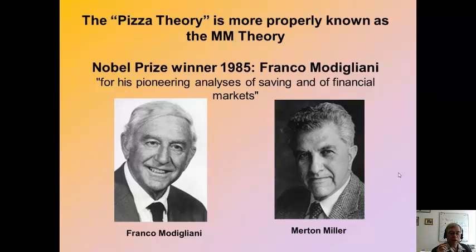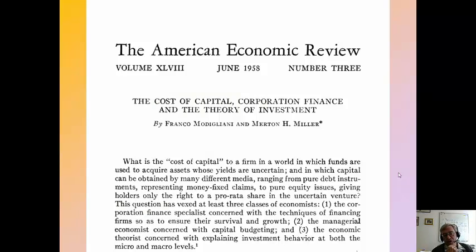You'll remember Merton Miller from our previous lecture because I showed his face among the winners of the 1990 Nobel Prize. Franco Modigliani, who is actually Merton Miller's professor at the University of Chicago, won the Nobel Prize earlier than his student, and he won it for pioneering analysis of savings and for analysis of financial markets. The MM theory was written up in the June 1958 American Economic Review.